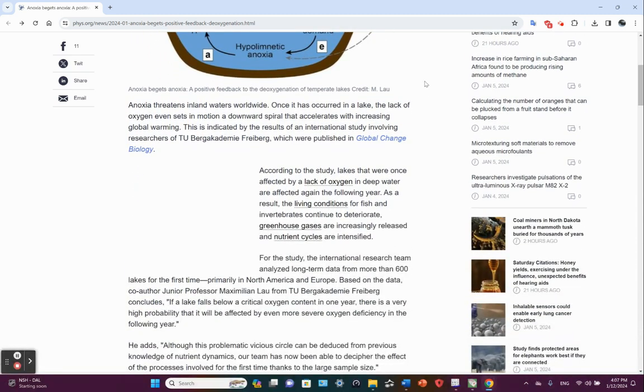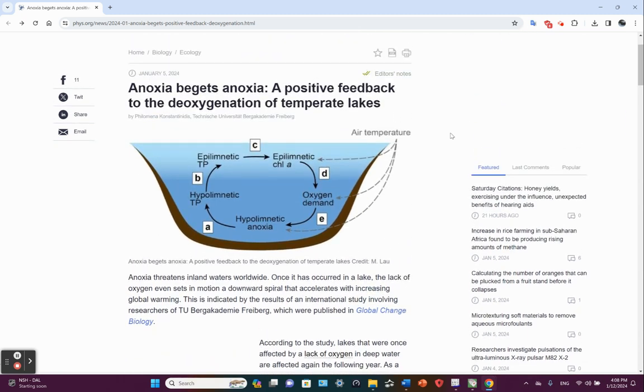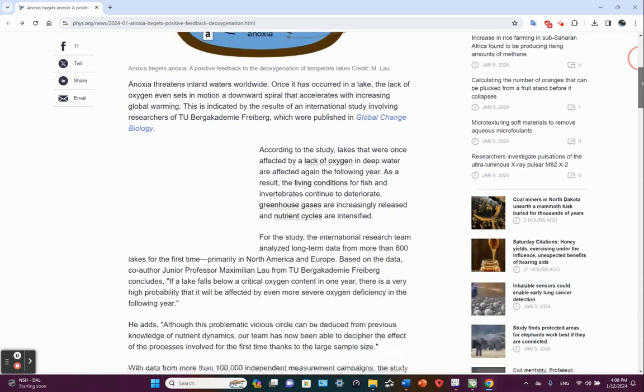Anoxia means no oxygen. Hypoxic is low oxygen. Anoxic is no oxygen. So anoxic conditions are worse than hypoxic conditions, and hypoxic conditions are bad enough. Anoxia threatens inland waters worldwide. Once it has occurred in a lake, the lack of oxygen even sets in motion a downward spiral that accelerates with increasing global warming. Positive feedback loop means runaway, not that it's necessarily a good thing.